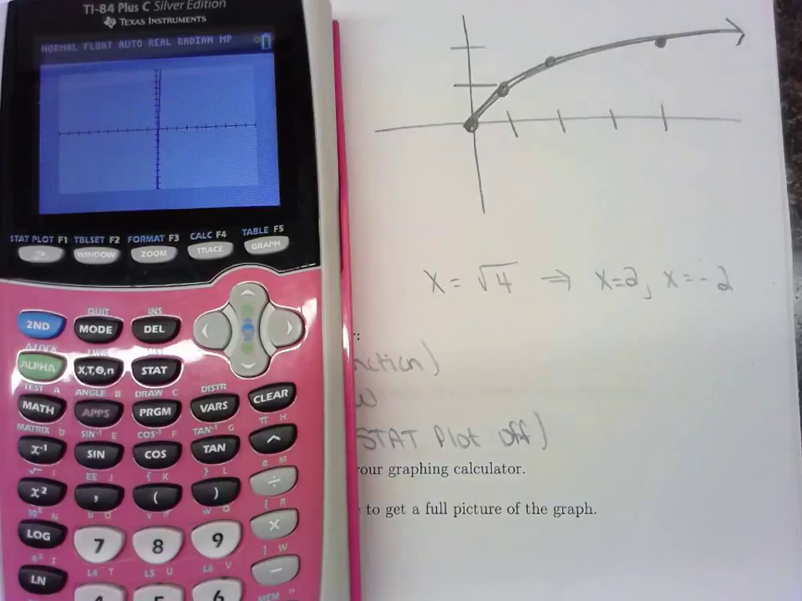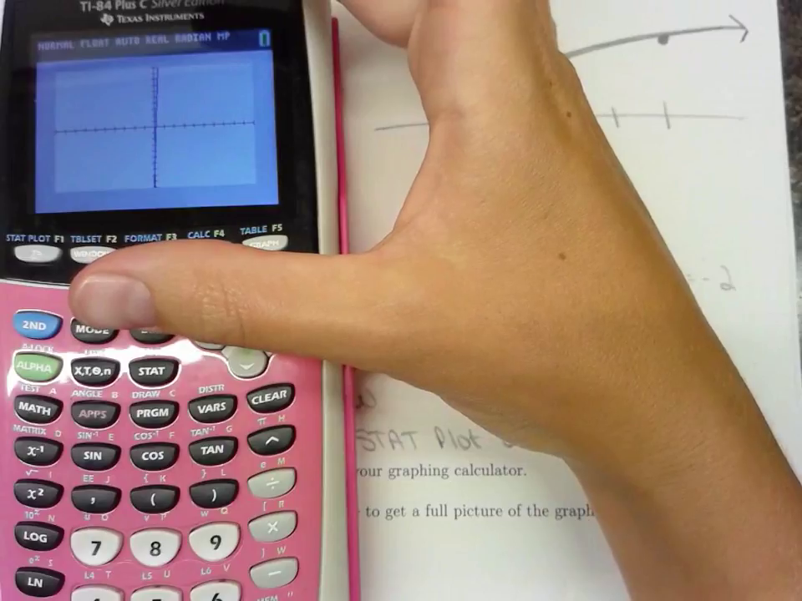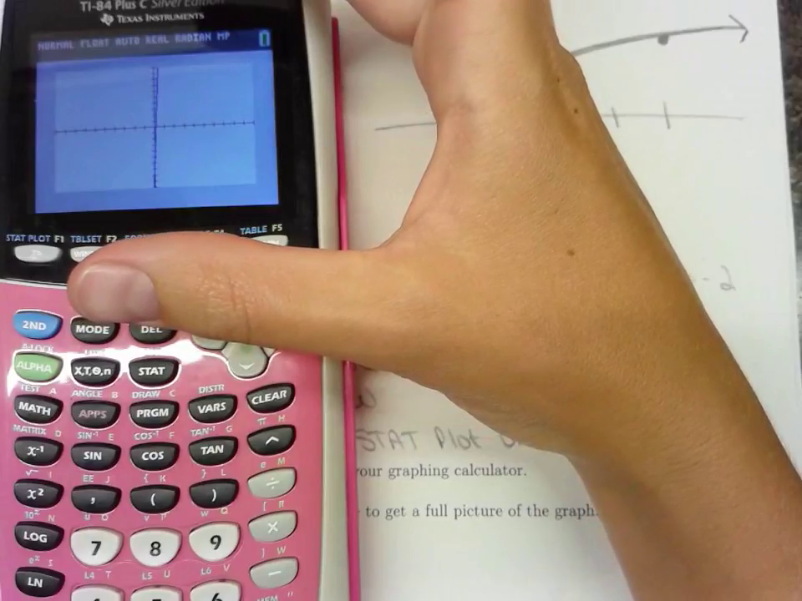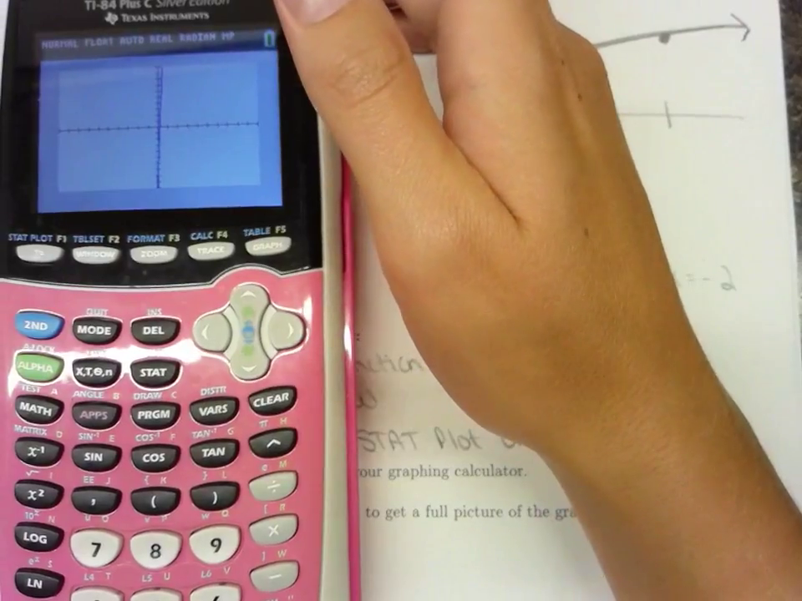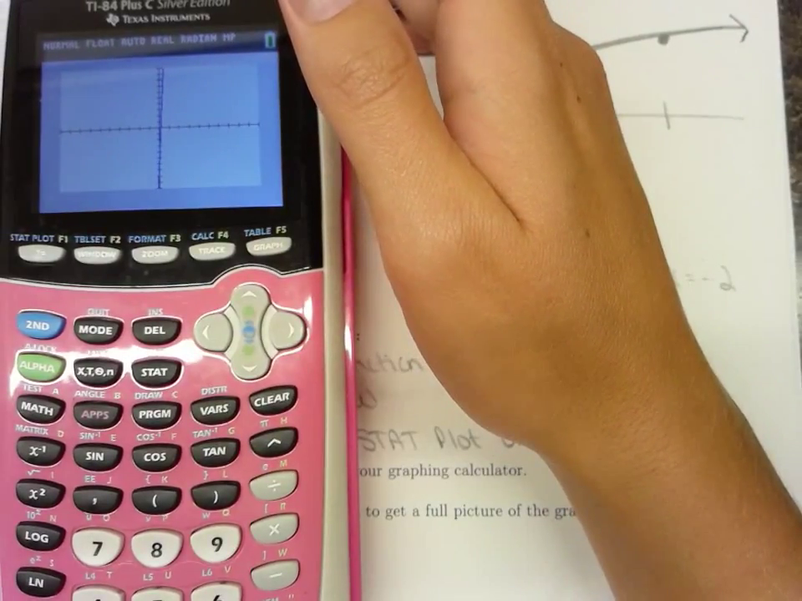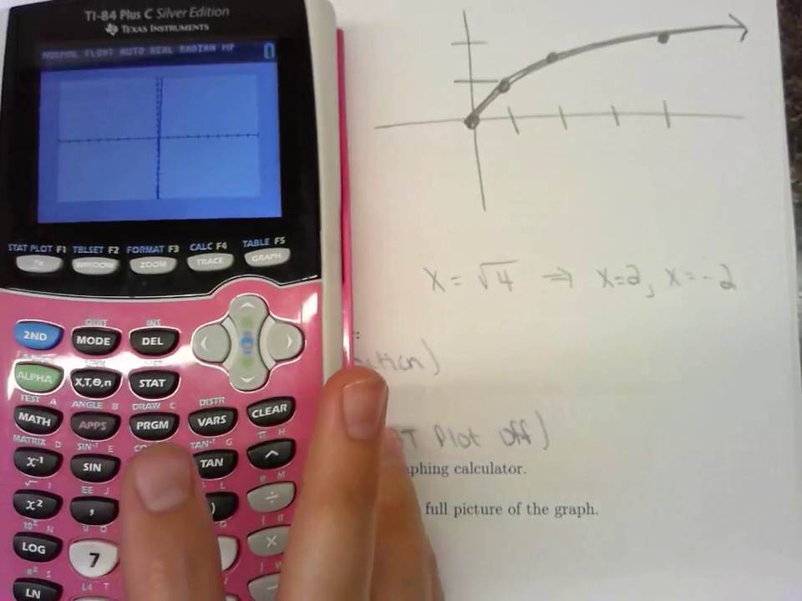Okay, as you can see, this is a terrible picture of this graph. Okay, you can barely see it. So we need to change the window. It looks like we need to go taller. So let's try to change. Yeah, it looks like we need to go a little bit taller. To figure out how to do your window.